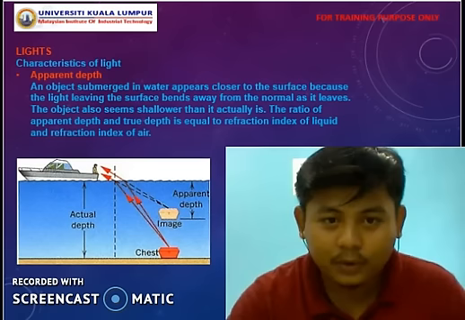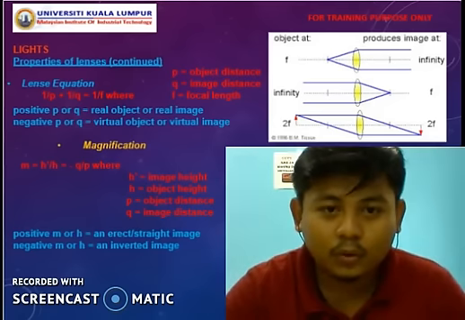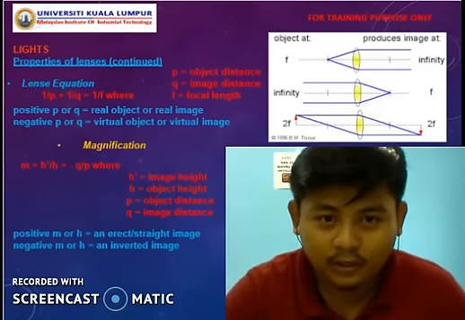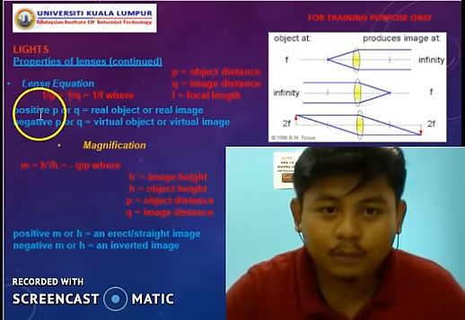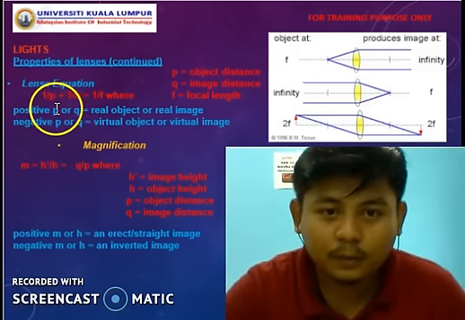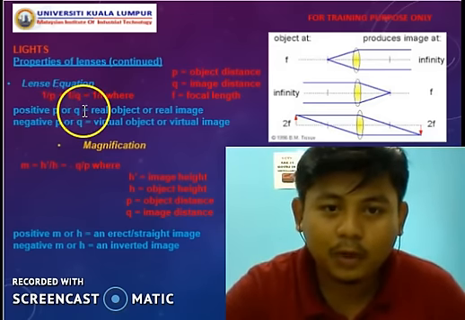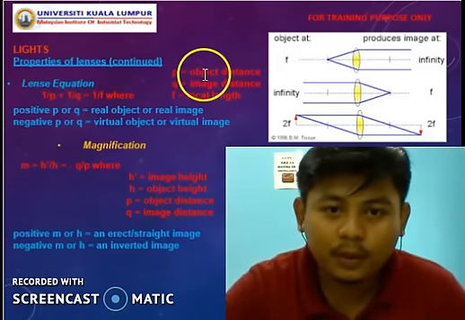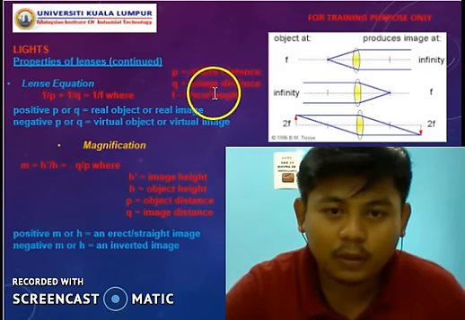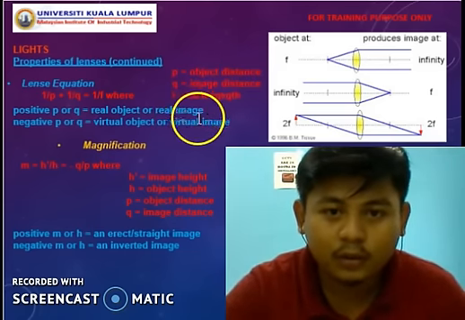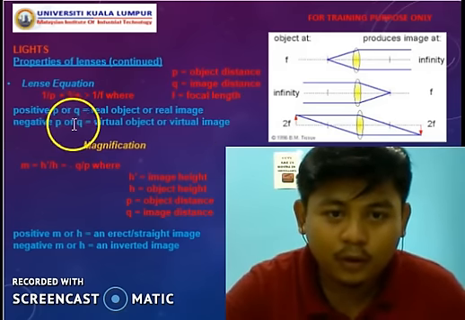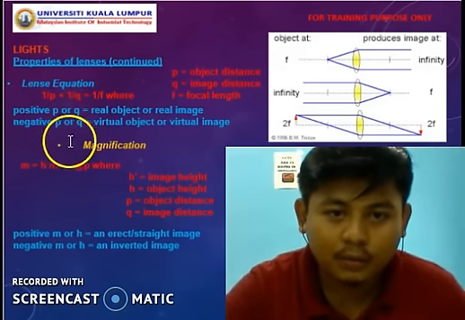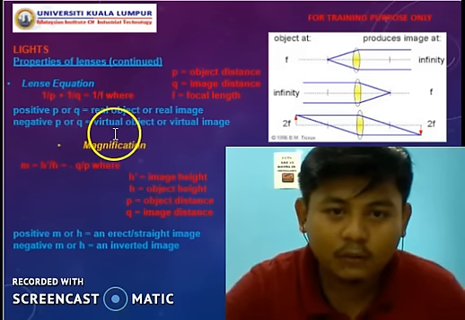The ratio of apparent depth and the true depth is equal to the refraction index of liquid over the refraction index of air. So, for the last subtopic of optic lights, I will tell you about the formula. Lens equation: 1 over P plus 1 over Q equals 1 over F, where P equals object distance, Q equals image distance, and F equals the focal length. Positive P or Q equals real object or real image.